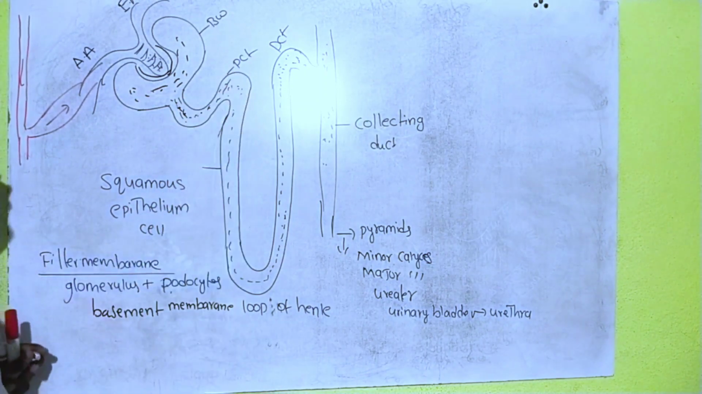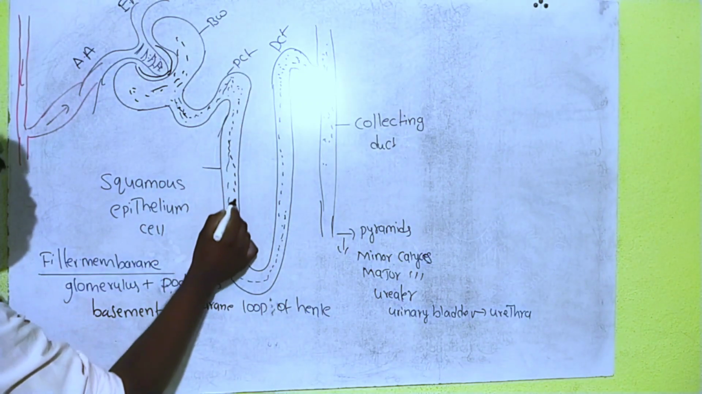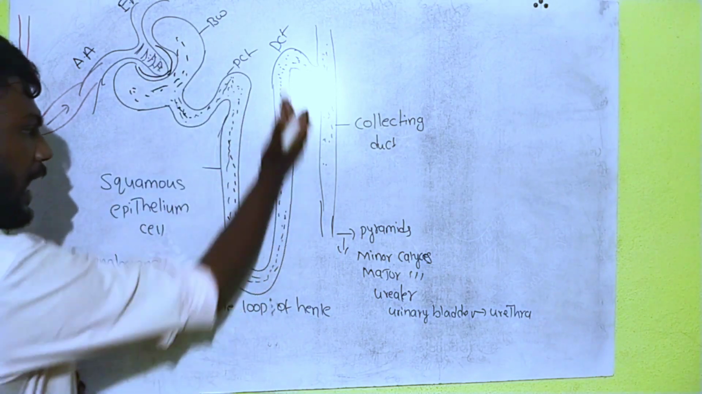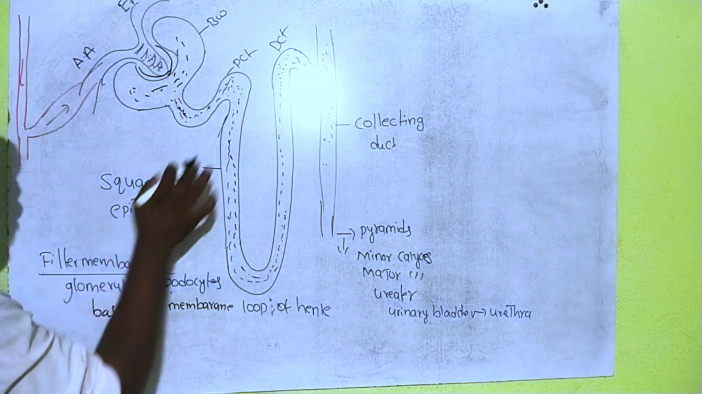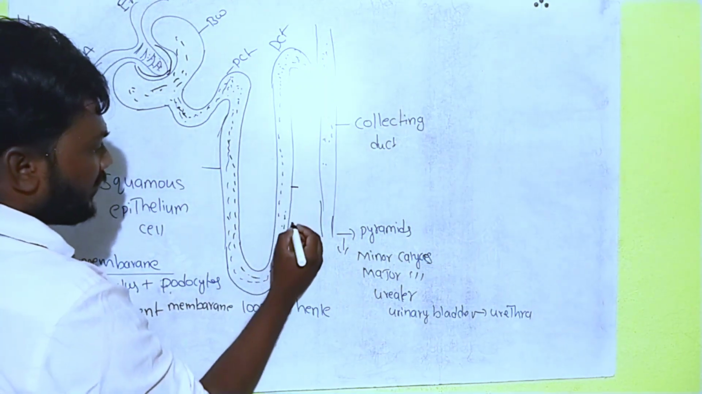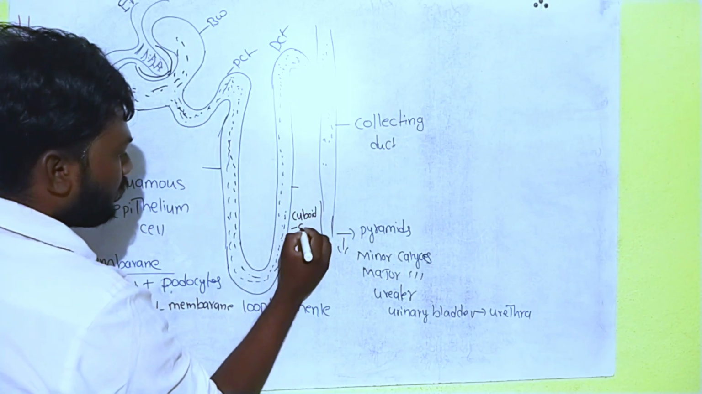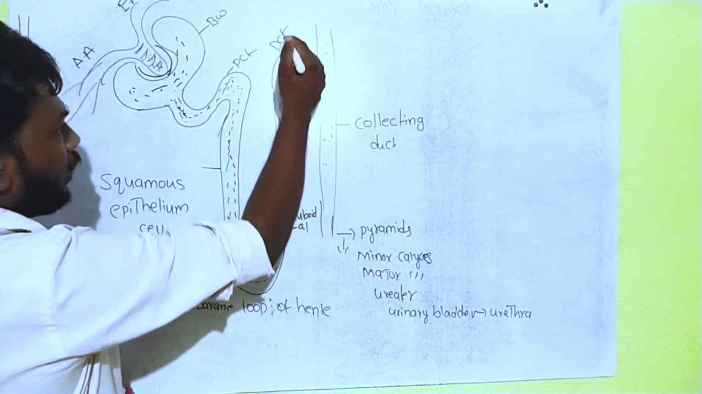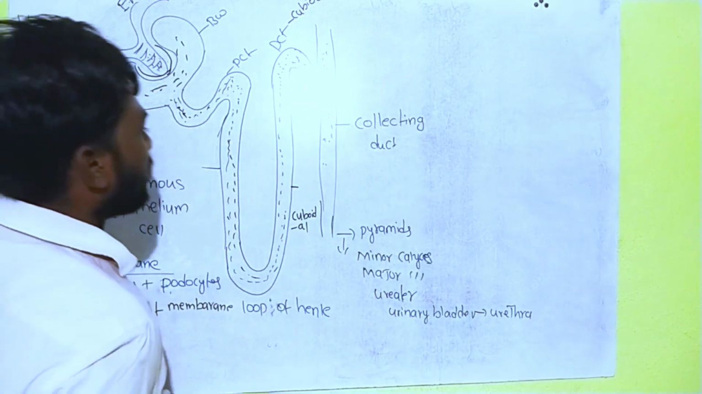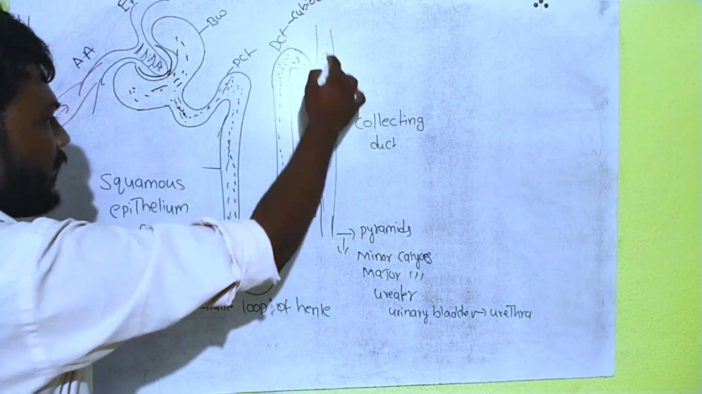Primary urine is going to the PCT. Already we know the total information about the PCT. From the PCT urine is going to the loop of Henle. This is the descending limb and this is the ascending limb. The descending limb is lined with squamous epithelium. This ascending limb is lined with cuboidal epithelium cells. DCT is also lined with cuboidal epithelium cells.